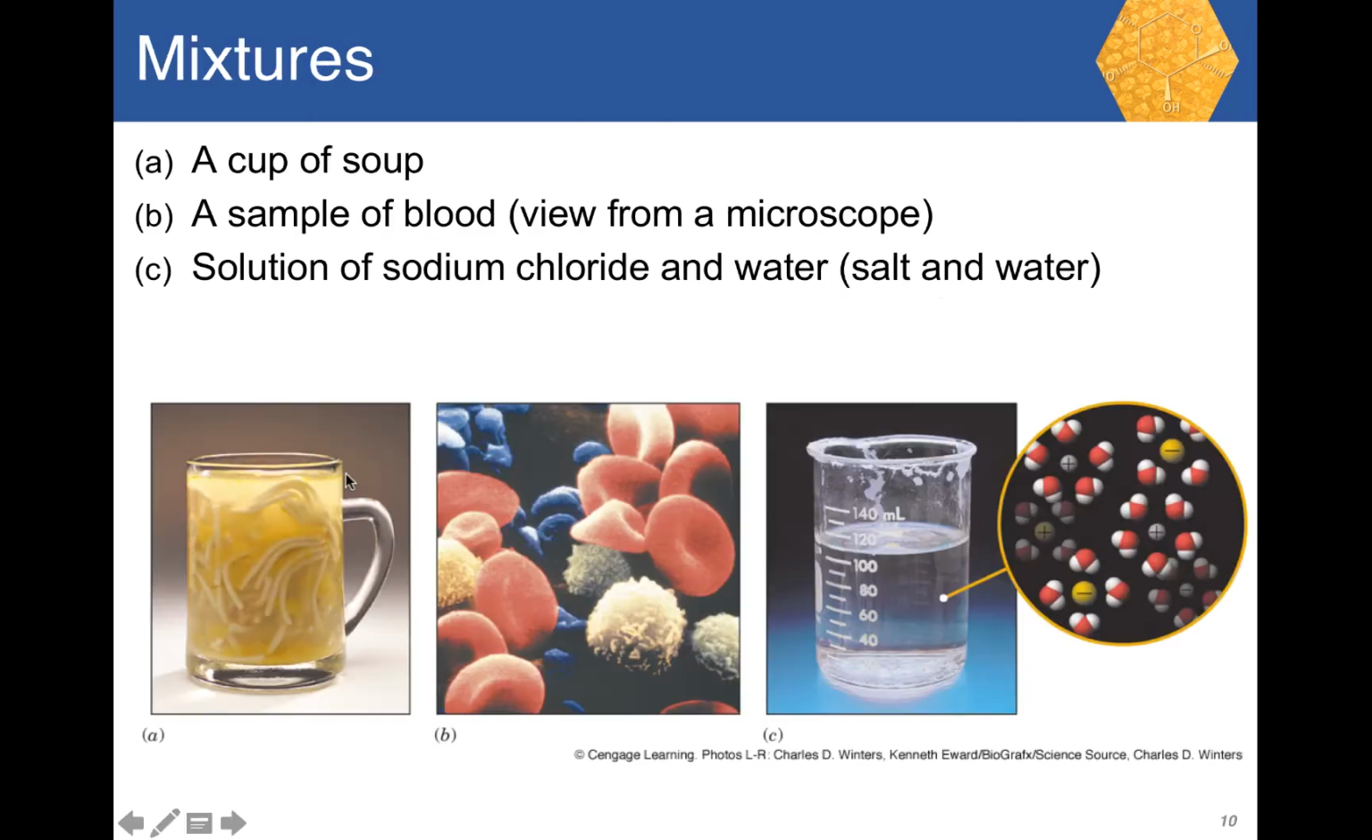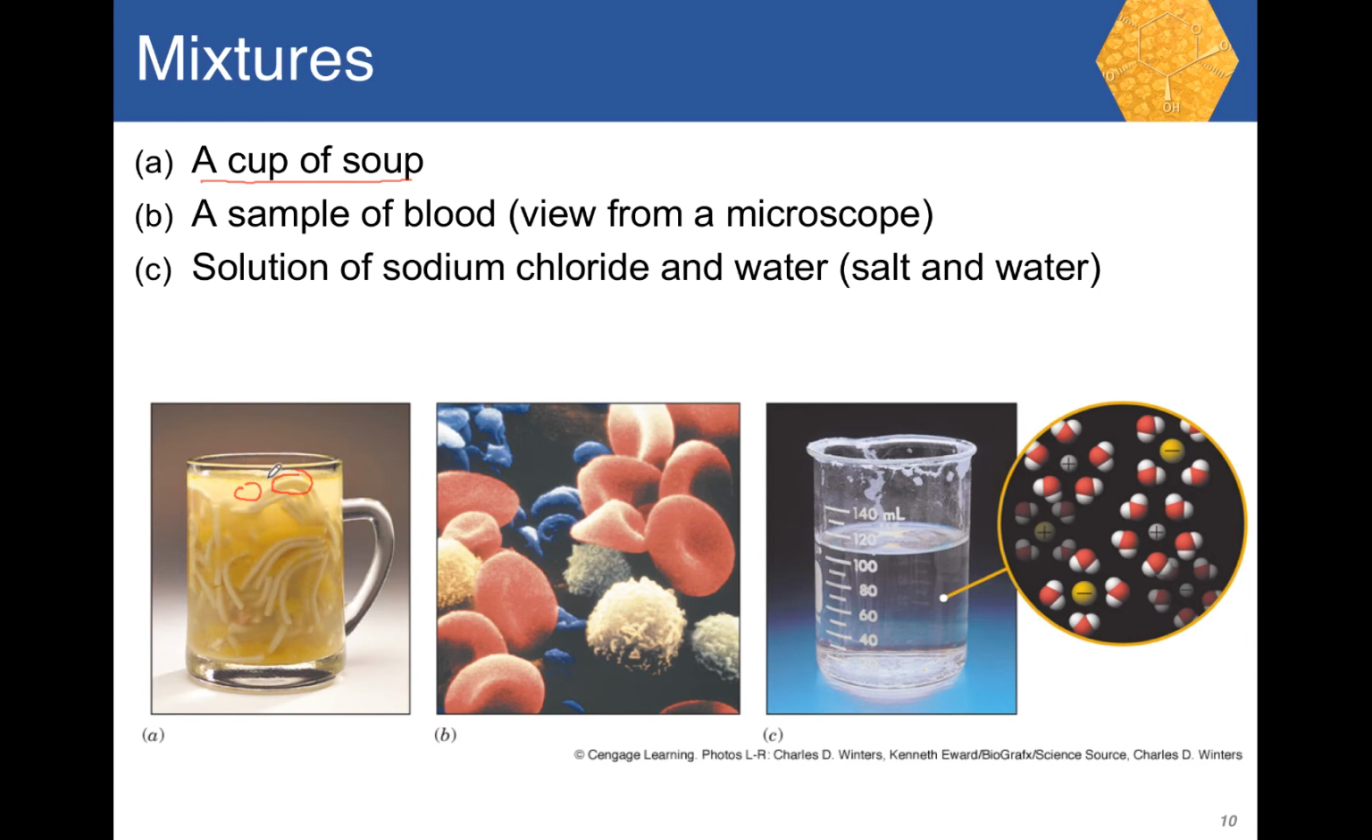Let us look at the next slide, which has some examples. If you have a cup of soup, is that a mixture, first of all? Yes, it is, because, of course, as you know, the ratio of the components is not fixed. So next, is it a homogeneous mixture or a heterogeneous mixture? Looking at this, you can see the noodles and you can see a liquid. So therefore that is a heterogeneous mixture.